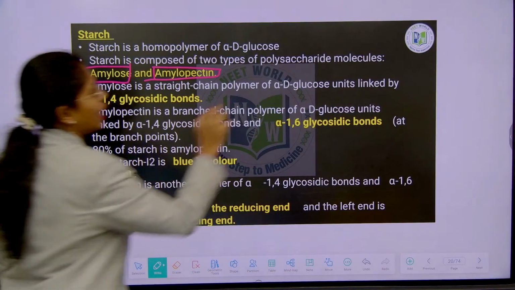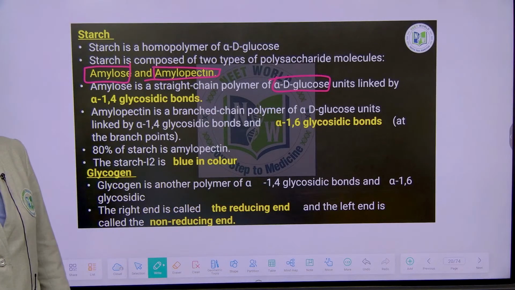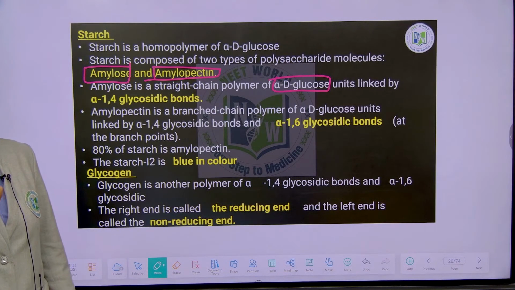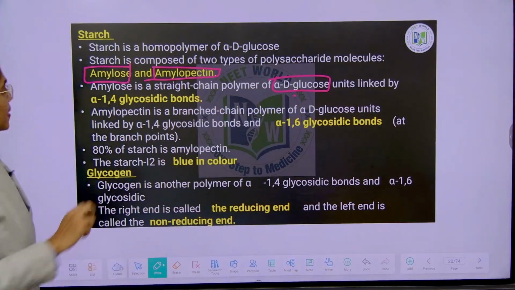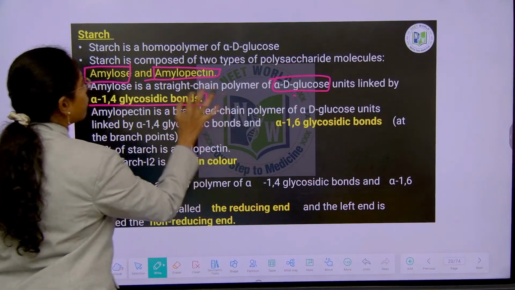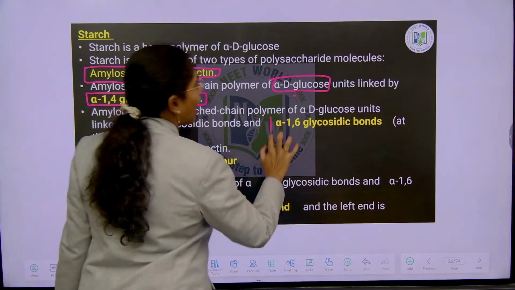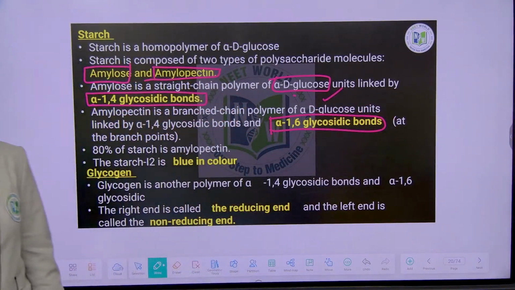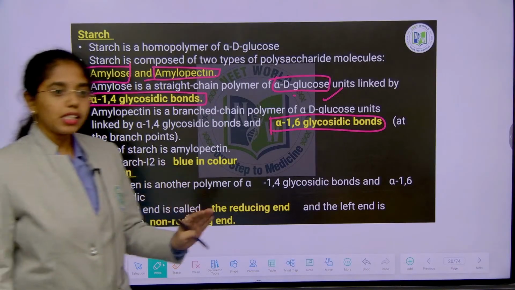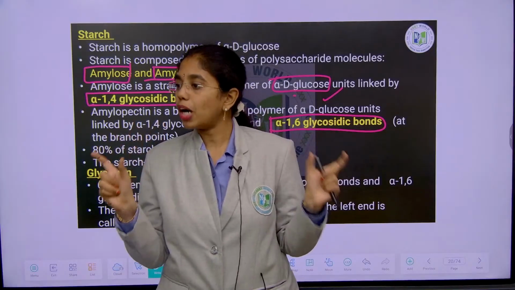Amylose has only alpha D glucose, dextro and levo positions that you will learn in chemistry also under biomolecules. So it has alpha D glucose units, linked by alpha 1,4 glycosidic bonds. Then amylopectin also has D glucose units, linked by alpha 1,6 glycosidic bonds. Okay, so starch is a homopolymer, it has glucose only, but the type of bonding is different.